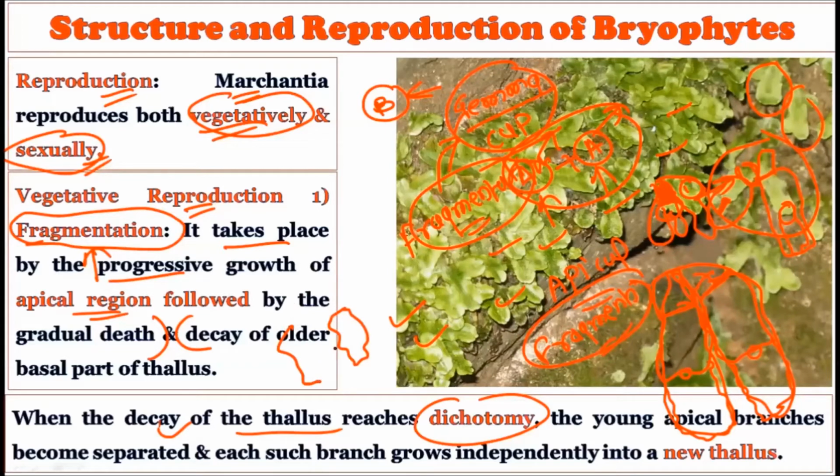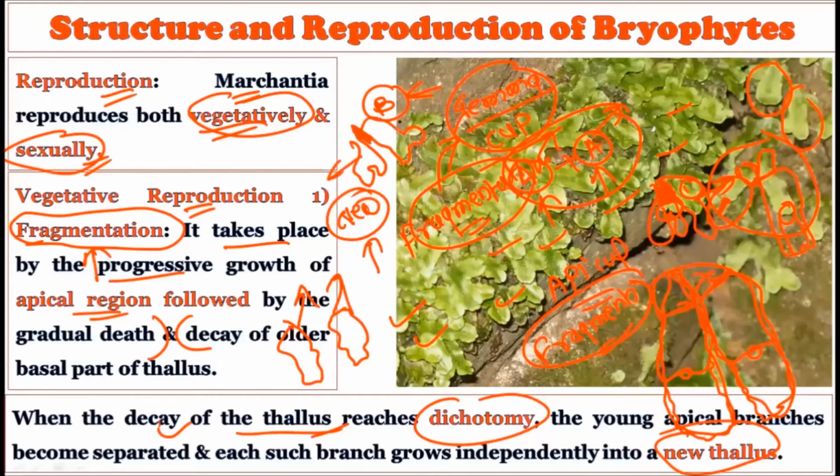They start growing independently. Each such branch grows independently into a new thallus. So new thalluses were created out of this one thallus. If there are thalluses which show the dichotomy, after separation from one another they grow into new thalluses. So this is how the fragmentation in Marchantia occurs. Marchantia shows this remarkable ability to fragment itself and create new members of its own kind.